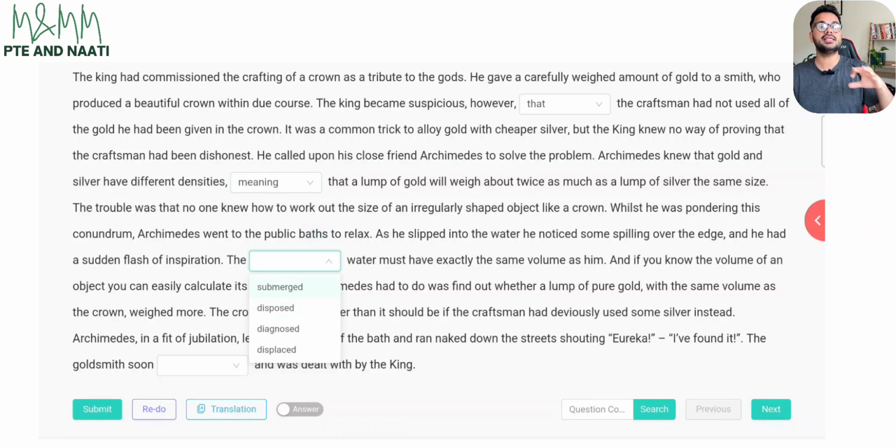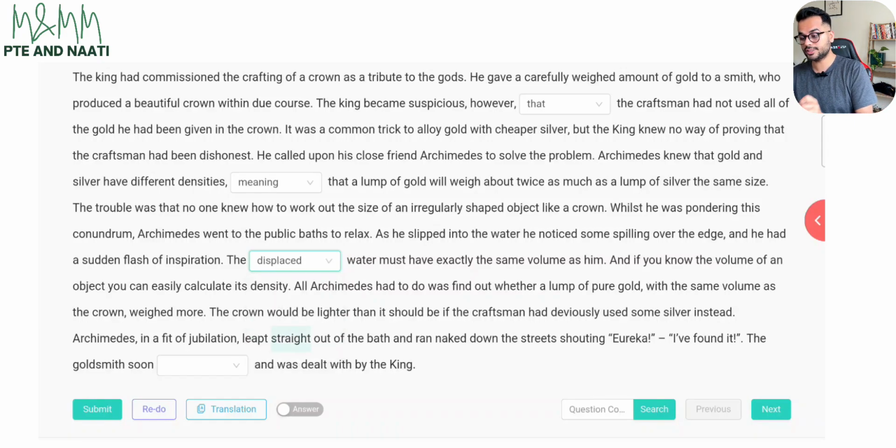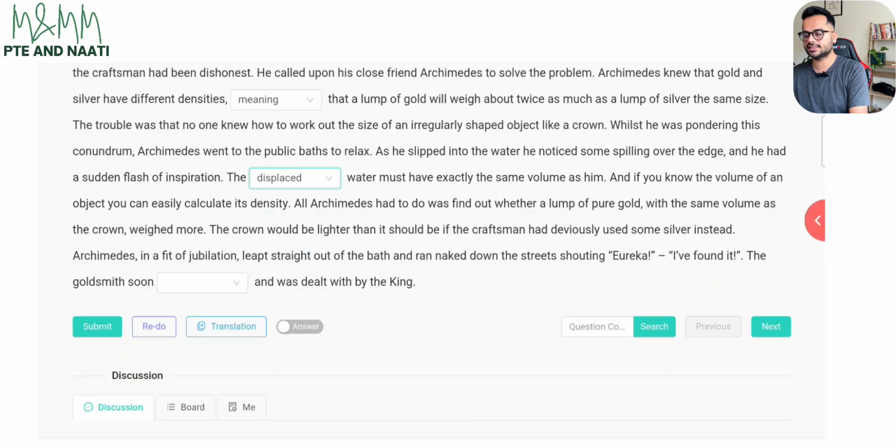Disposed water, disposed means the one which we threw away. But we did not throw away any water, the water slipped over the edge. Diagnosed water, diagnosed again doesn't sound right over here. Displaced water definitely sounds good. Displaced means the thing which is not at its original place. And when I said in the previous sentence that he noticed some spilling over the edge, yes, that absolutely makes sense. The displaced water.